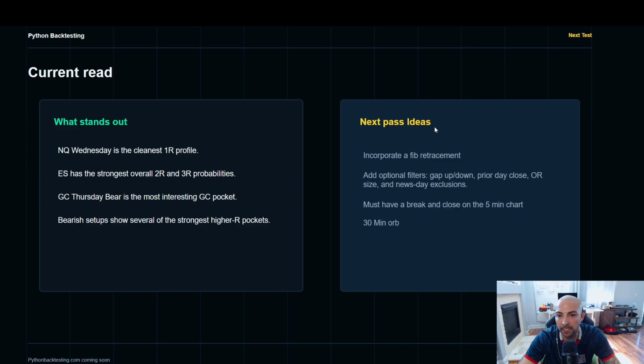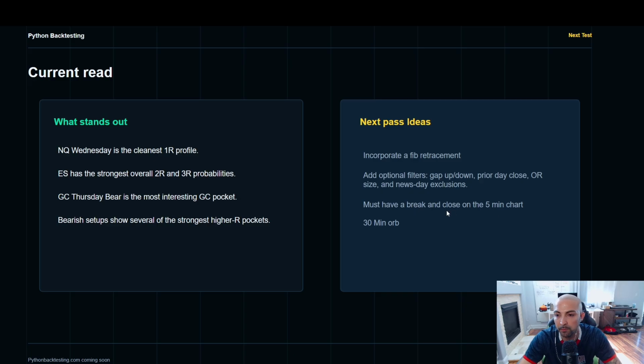So next ideas for another pass, another backtest, another video. Incorporate that Fibonacci retracement, add some filters like, does the 15-minute ORB react differently when we are going into it with a gap up day, gap down day? Does the ORB size make a difference? I'd look at some stuff like that. And then the break and close on the 5-minute.